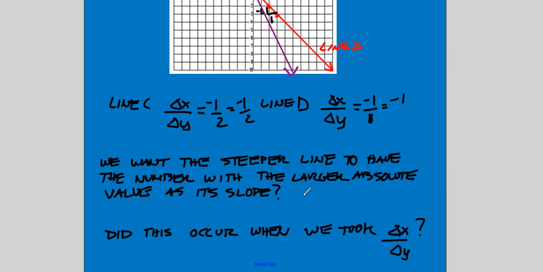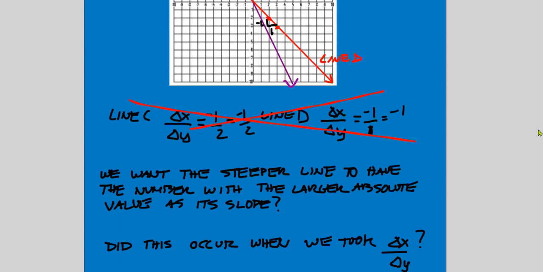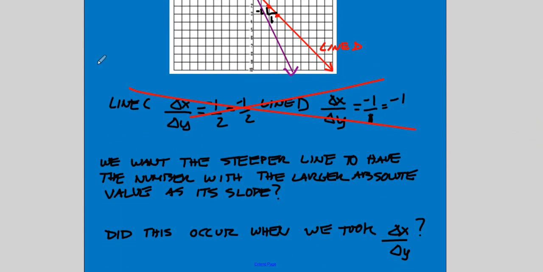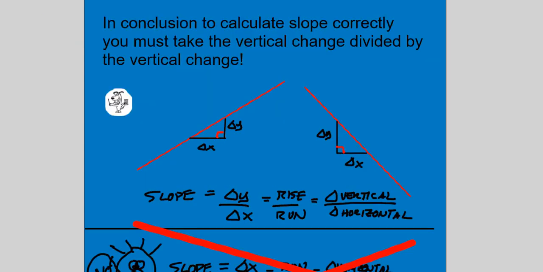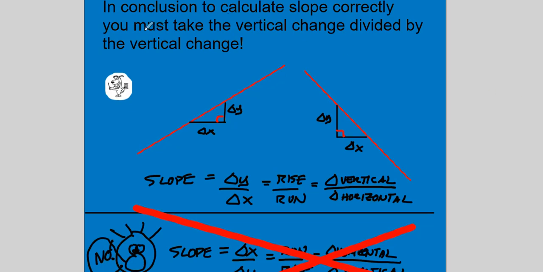So what we want to do is take change in y over change in x. Here we took change in x over change in y, which is wrong. Okay, so that is a common mistake that students make when they first start working with slope. So in conclusion, to calculate slope correctly, you must, absolutely must, take the vertical change divided by, that should say the horizontal change. That's a misprint.